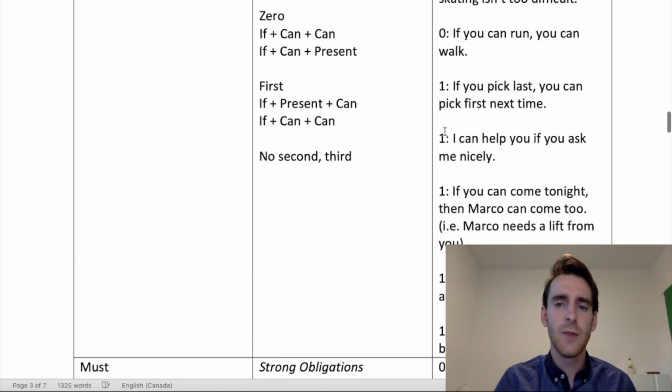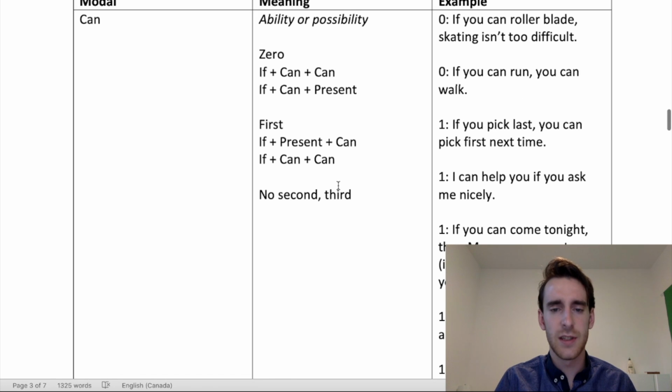Remember, guys, can, we don't use it really in the second or third conditional because can's really like now. Okay, so either 0 or first, and these are your forms.